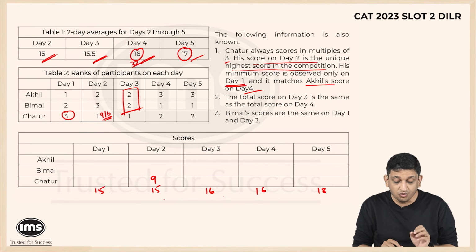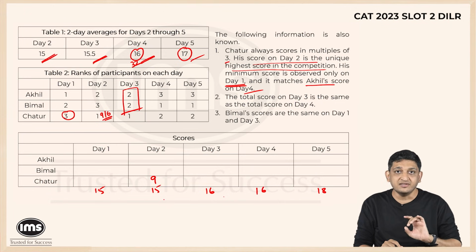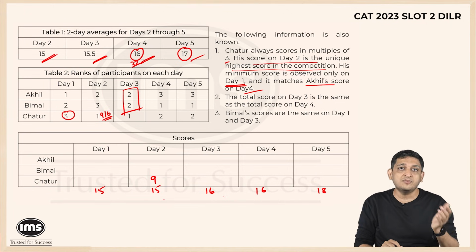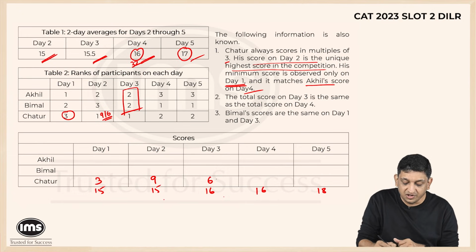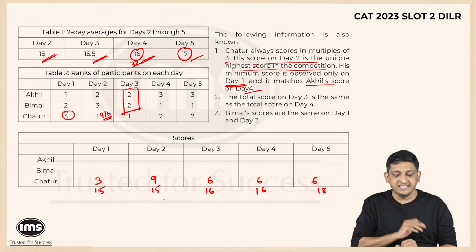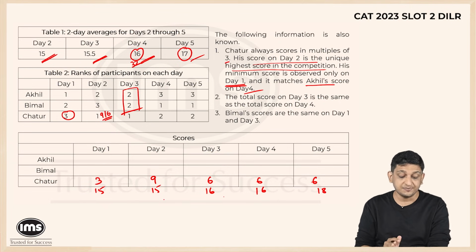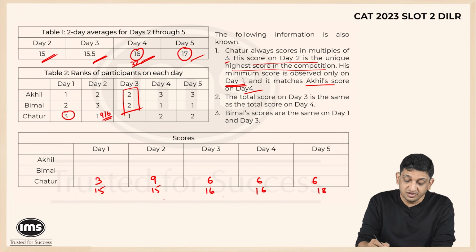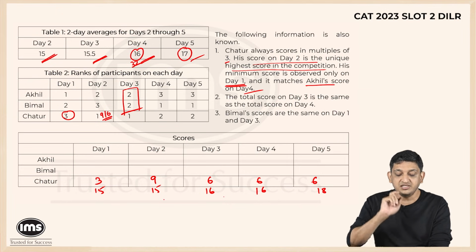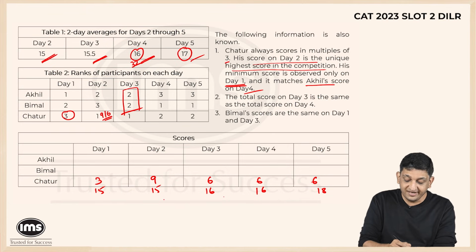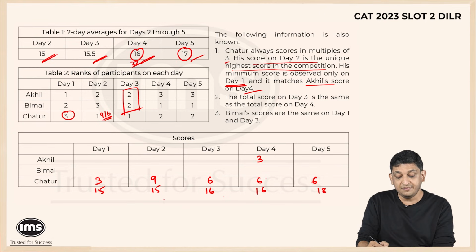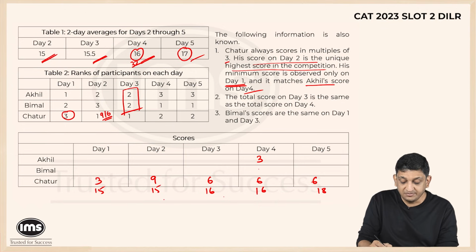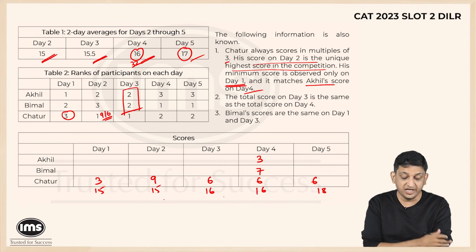We also know that his minimum score is observed only on day 1, right? Only on day 1. Maximum is observed only on day 2. Minimum is observed only on day 1, which means that day 1 has to be equal to 3. Then the remaining can be equal to 6. So Chatur would have scored 3, 9, 6, 6, 6 across these 5 days. We also know that the lowest score that Chatur has got on day 1 will match Akhil's score on day 4. So Chatur's score on day 1 is the same as Akhil's score on day 4. We also know that the total of day 4 is 3 plus 6 plus something, that is 16. So that something automatically becomes 7. And that 7 would have been scored by Bimal.